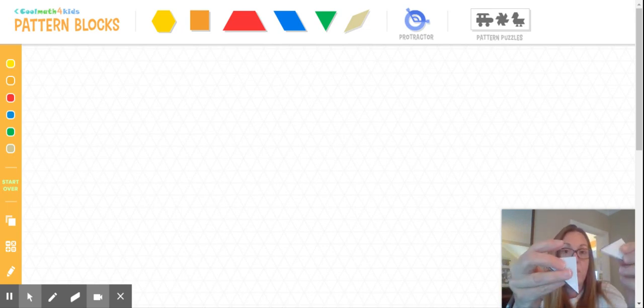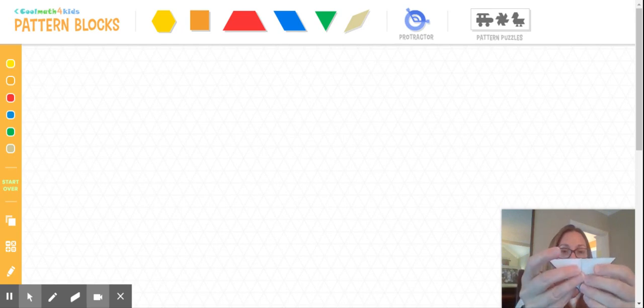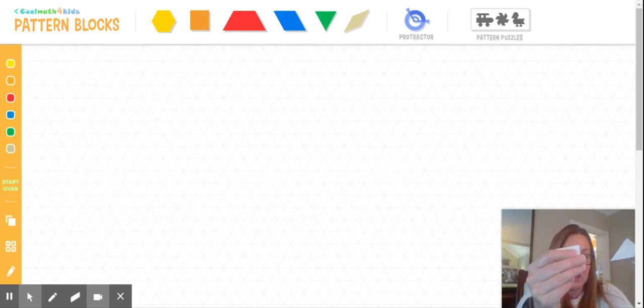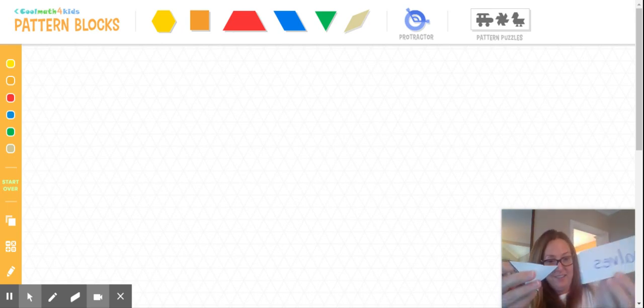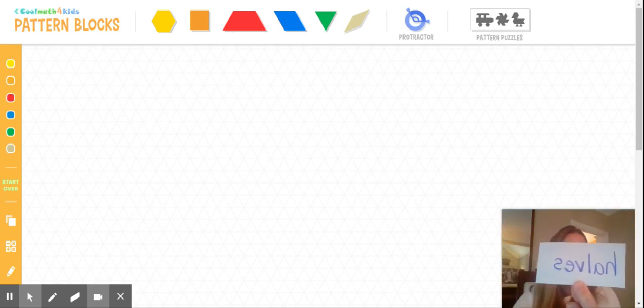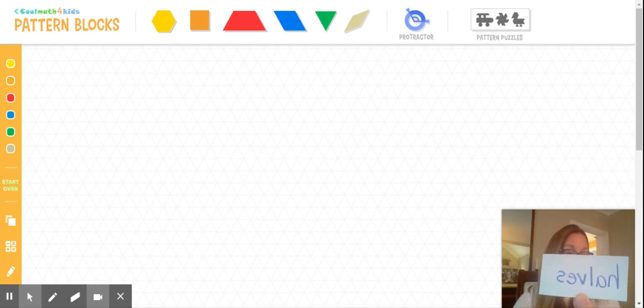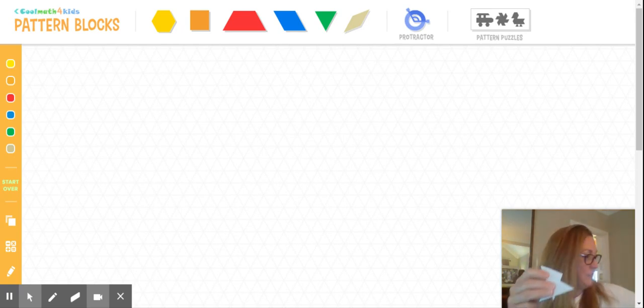So what I was thinking is if I have two equal parts with this triangle, then each part is called a half, right? And so I have halves here. Remember, when it's half, it's H-A-L-F, and then when you make it plural, like more than one, it's H-A-L-V-E-S. So I have two halves here, okay?